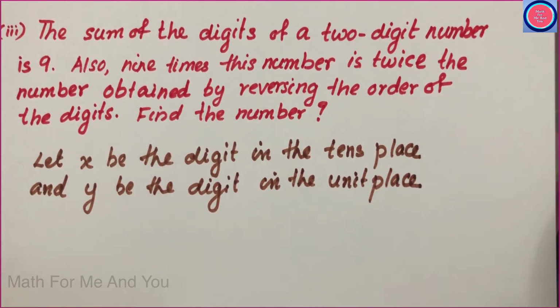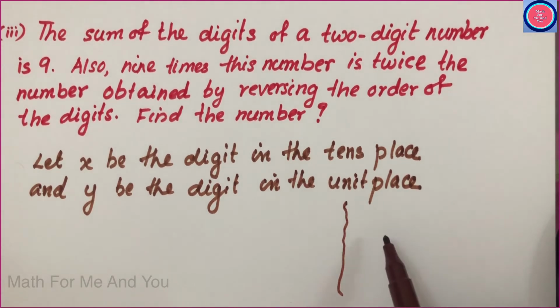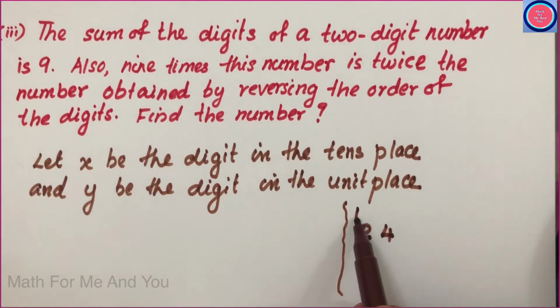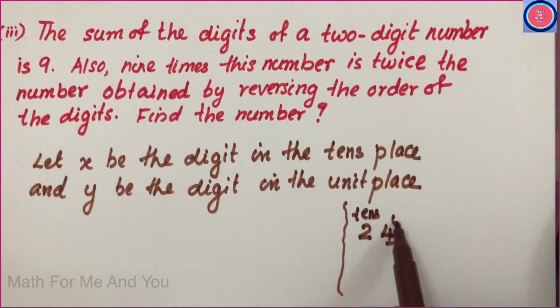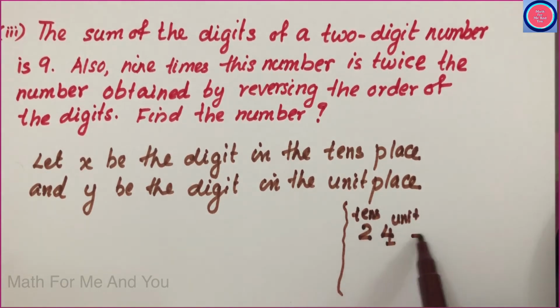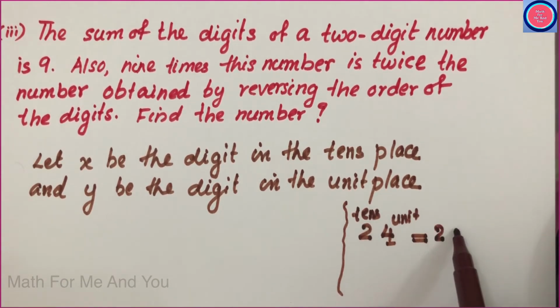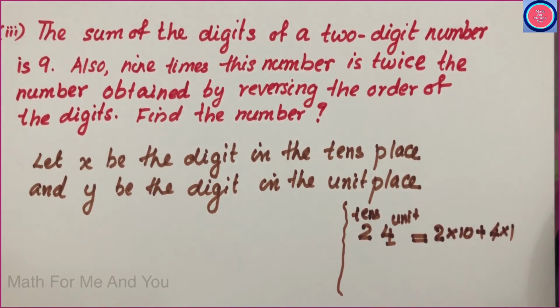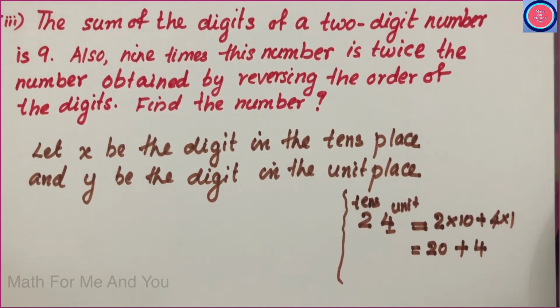For that I will show you a number. Consider the number 24. 24 means its tens place is 2 and unit place digit is 4. Then we write the number according to the place value as 2 times 10, because 2 is in the tens place, plus 4 times, unit means 1, 4 times 1. See, 2 times 10 is 20. 20 plus 4, then we get 24. So the number we can split as 20 plus 4, 24. If we get any number, we can write in this way, according to the place value.